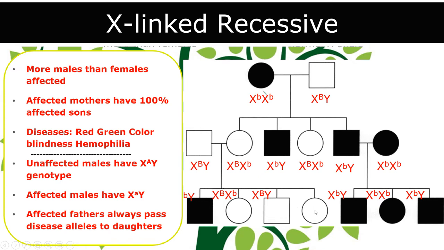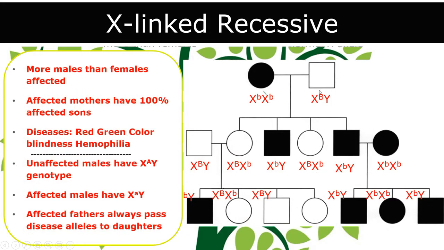And so this female right here, let's see if we can figure that out. So she had to get X big B from her dad, but she could have gotten either one from mom, so we actually don't know for her. So you won't be able to solve all of them, but you can still calculate a possibility of whether she's heterozygous or homozygous. So that's the X-linked recessive.